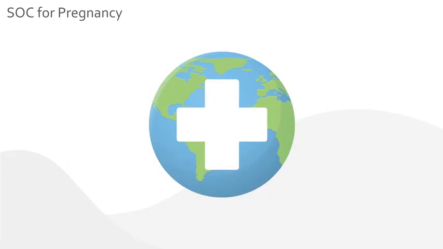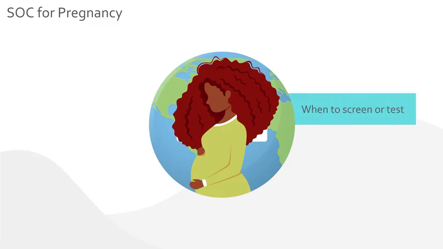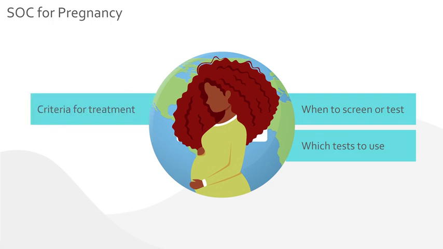At national level, many countries publish STI guidelines, which should include standards of care for pregnancy. Standards of care for STI in pregnancy should indicate when to screen or test, which tests to use, criteria for treatment, and recommended therapy. Healthcare facilities within countries may have different standards of care depending on capacity and resources.